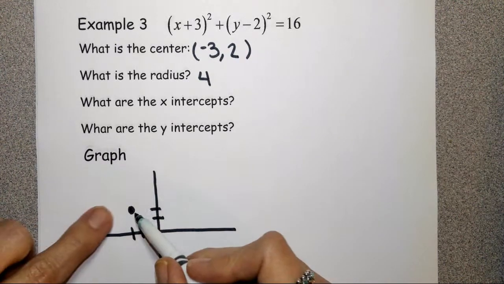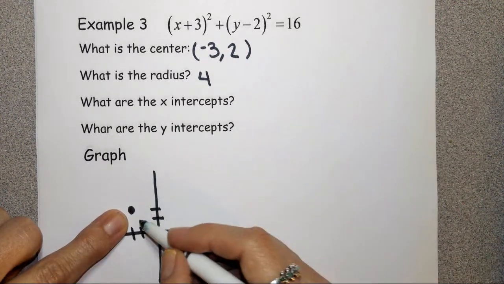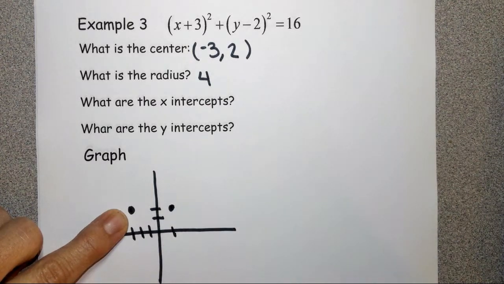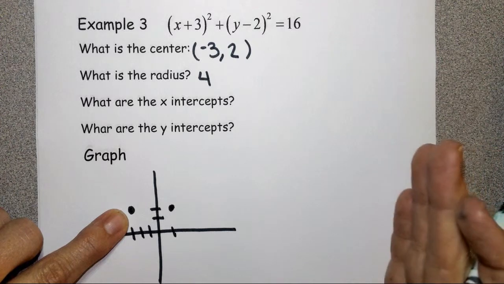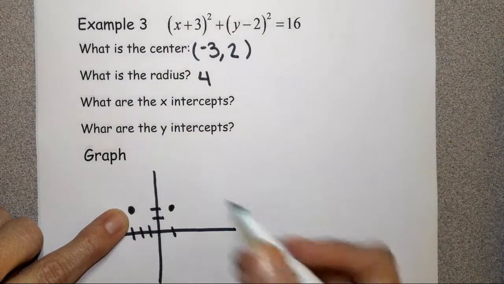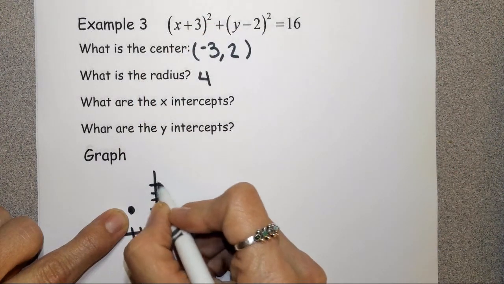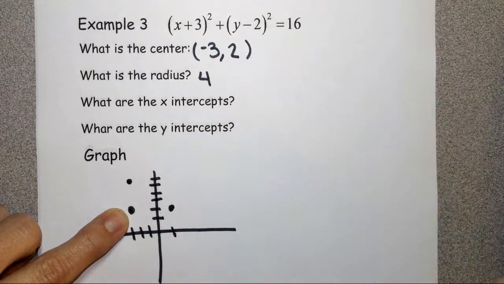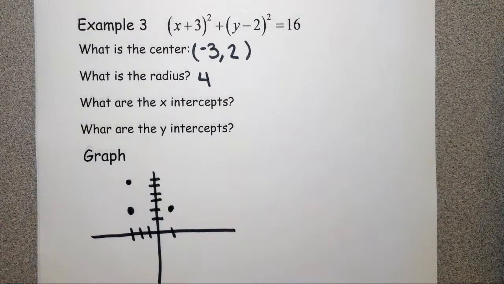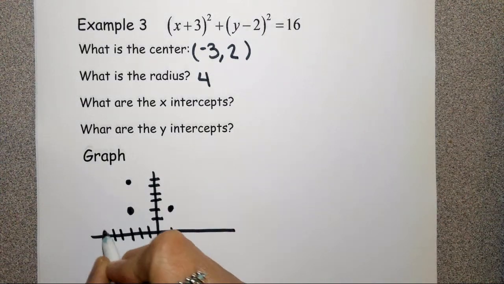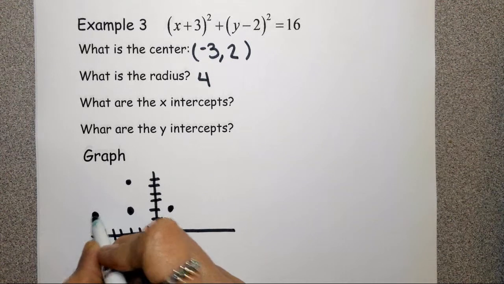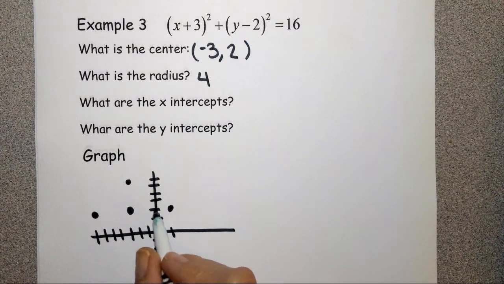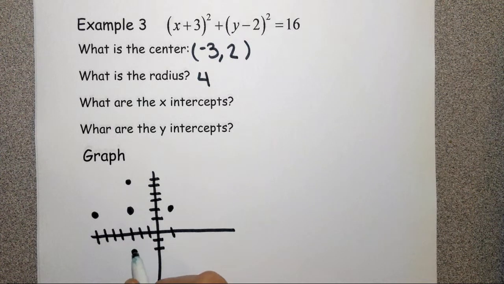Then I connect them to make a circle. So from the center, I'm going to go right 4. So 1, 2, 3, 4. That's going to be one of my endpoints of my circle. I'm also going to go up how many? So 1, 2, 3, 4. That's going to put me at 3, 6. There's another endpoint of my circle. Now I have to go left 4. 1, 2, 3, 4. And I also have to go down 4. So that'd be 1, 2, 3, 4.